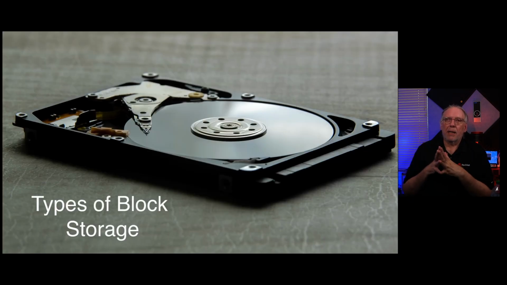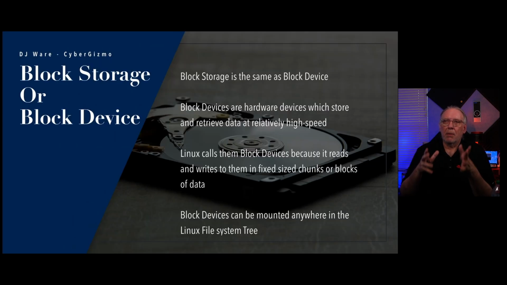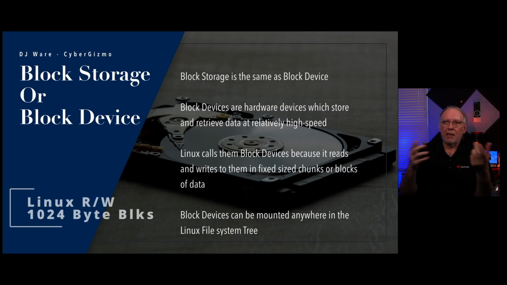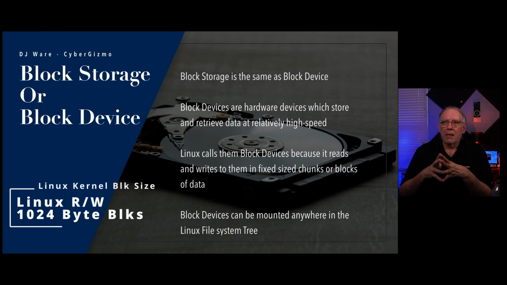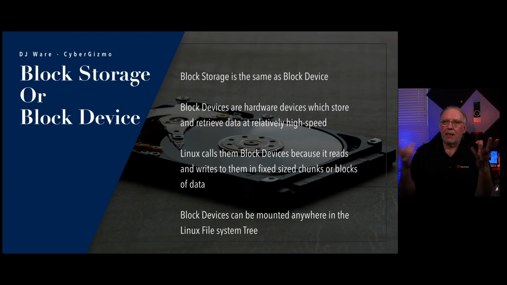There's a lot of different types of block devices, like this one, rotational devices. Block storage is the same thing as a block device. So a block device is a piece of hardware to Linux, and that device is used to store and retrieve data at, I'm going to say, relative high speed, because it's never fast enough. Linux calls these block devices because it reads and writes to them in fixed size chunks or blocks of data. Block devices can be mounted anywhere on the Linux file system tree. And if you don't know what the Linux tree is, just go out to root and type in tree and you'll see it. It'll go all the way down.